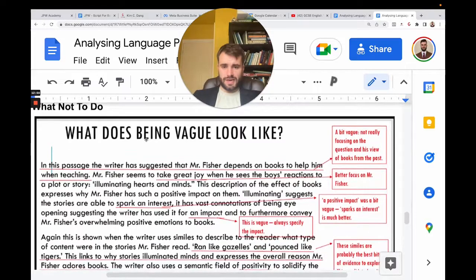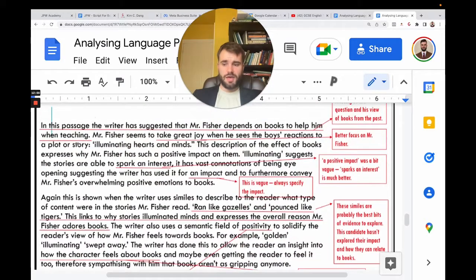Okay, so let's look at an example answer. Here is a bad answer of what not to do. So, in this passage, the writer has suggested that Mr. Fisher depends on books to help him when teaching. Okay, but that doesn't actually answer the question about his view of books from the past. Mr. Fisher seems to take great joy when he sees the boy's reaction to a plot or story, illuminating hearts and minds. Okay, but that again, it doesn't actually explain what he thought about the books. This description of the effect of books expresses why Mr. Fisher has such a positive impact on them. That doesn't really make sense. It's the books that have an impact on him.